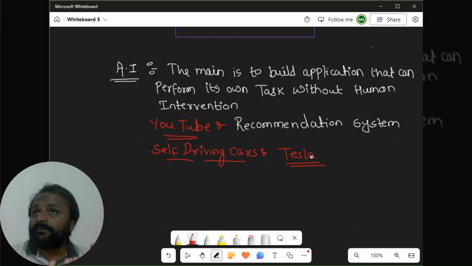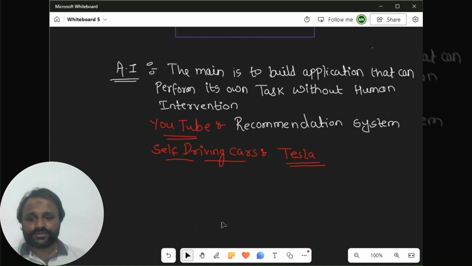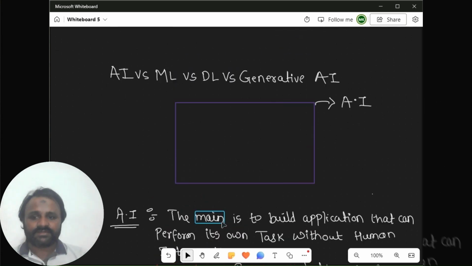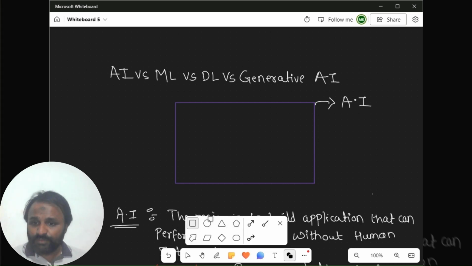I expect a lot of comments so that I can get a better understanding of what exactly you people understand about AI. Now, the next thing I'm going to talk about is super important, that is ML. I can go ahead and draw here so that you will get a better understanding. Again, as I told you, I will explain with the help of the Venn diagram. So again, I'm coming here and drawing one of these circles.